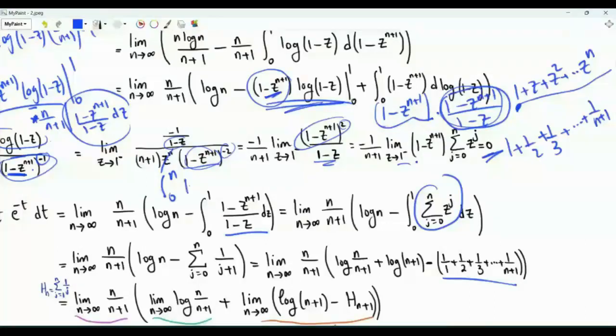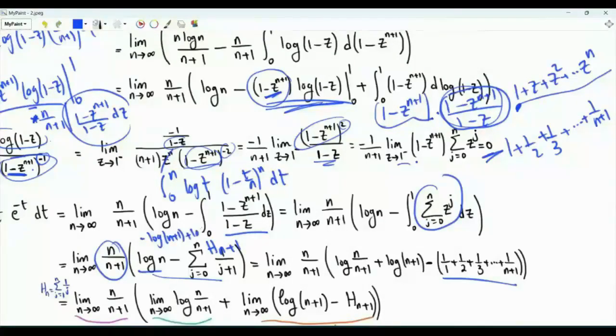So the integral from 0 to n of log t times (1 minus t over n)^n dt is given by n over n plus 1 times this difference, log n minus the harmonic number H_(n+1). We can subtract and add log(n+1). Log n minus log(n+1), that's log of n over n plus 1. And then we have log(n+1) minus the harmonic number H_(n+1). Now we can take the limit. This is 1. The logarithm is a continuous function. The argument tends to 1 as n tends to infinity. So the logarithm tends to 0 as n tends to infinity.